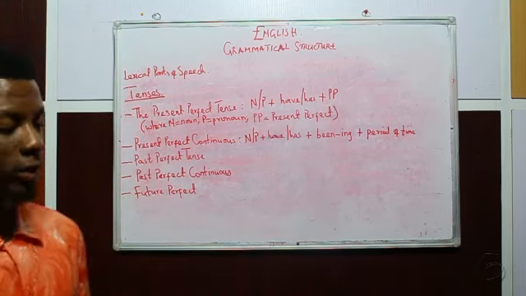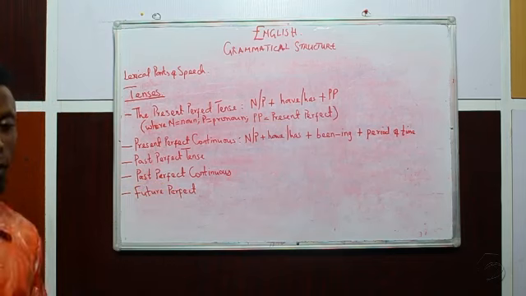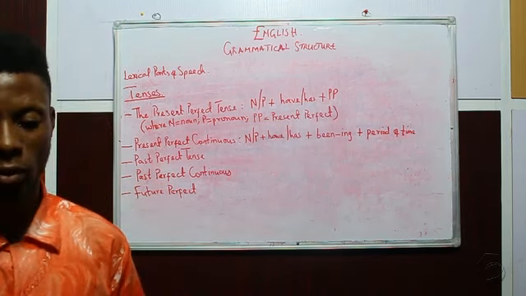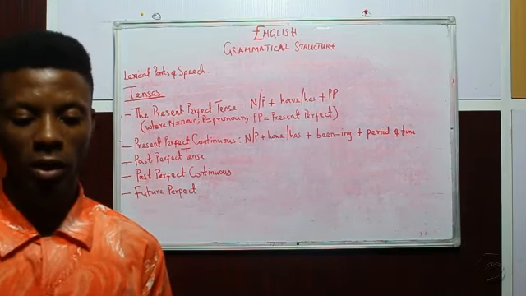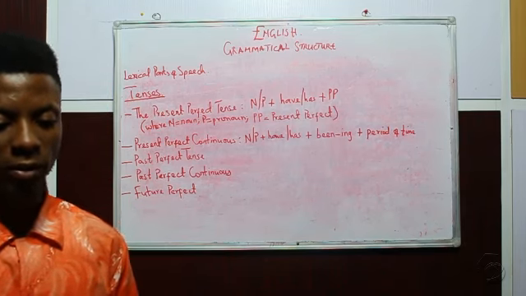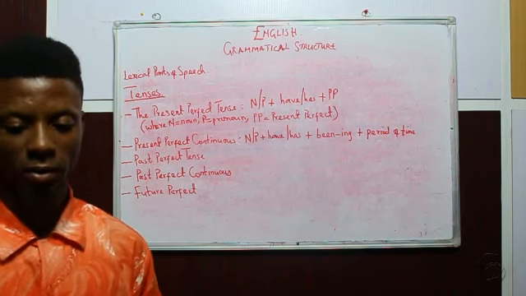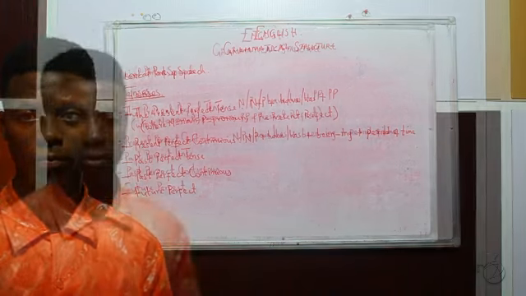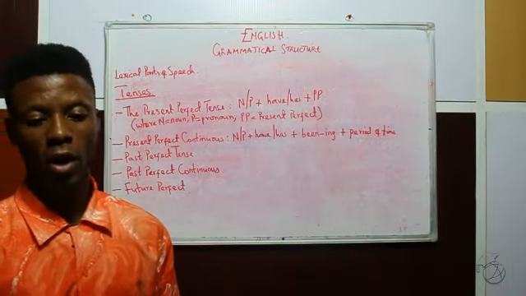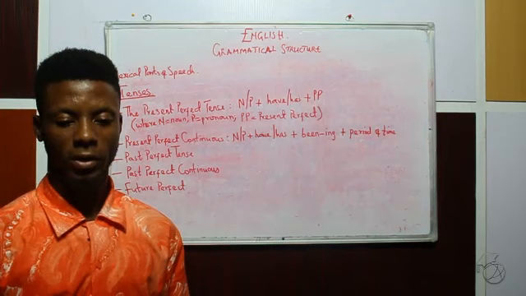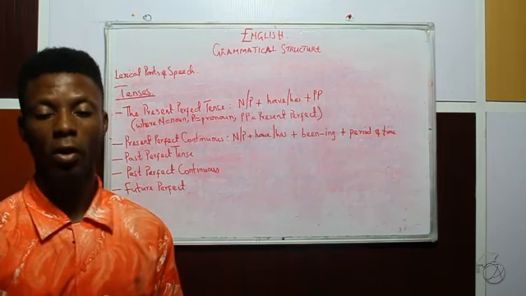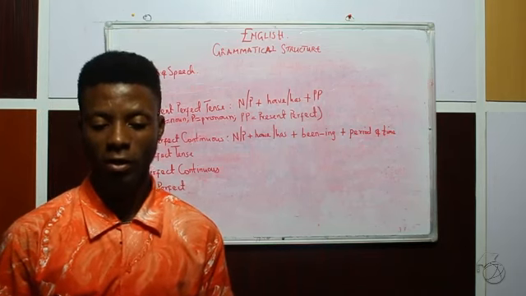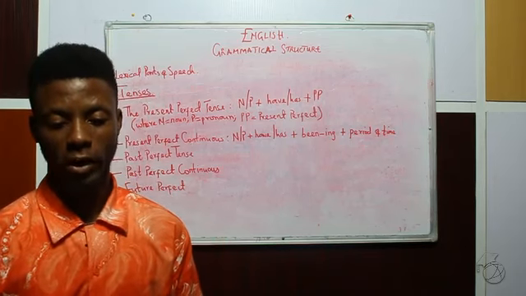The next one we are going to be looking at is the past perfect continuous. The past perfect continuous tense expresses an action which began in the past, but for some reason it is no longer taking place. Examine these sentences. She had been sleeping before her baby screamed. The engine had been steaming before I switched it off. We had been playing until it began to rain.